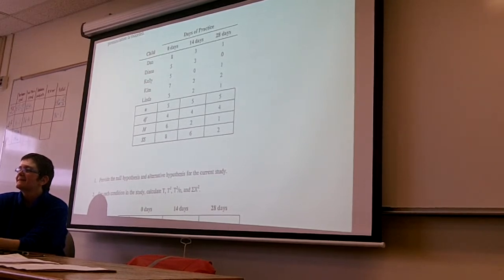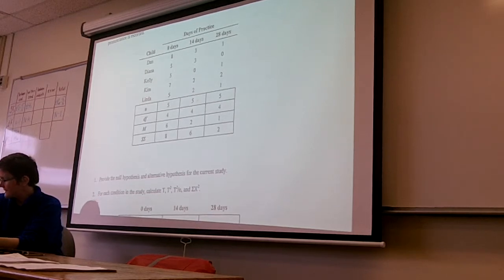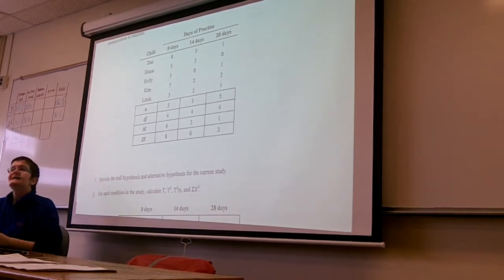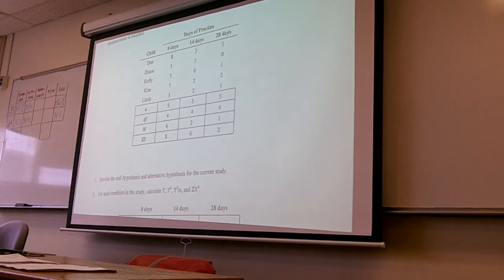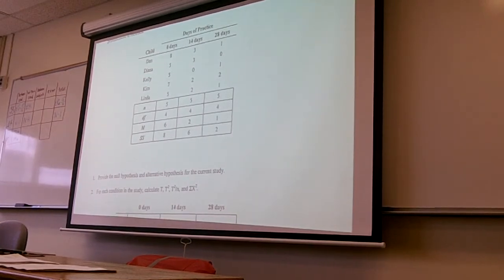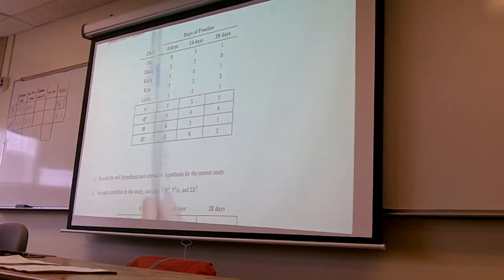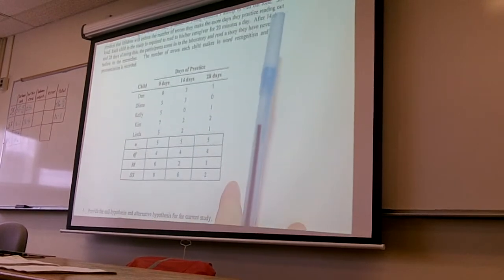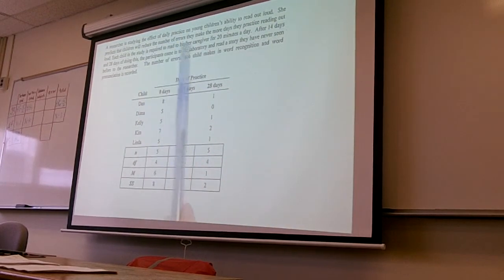There will be a difference in the number of errors children make at 0 days, 14 days, and 28 days. Yep. Okay, so there will be a difference. Now, do we predict any particular difference? There will be fewer errors because the researchers are predicting that the children will reduce their number of errors.